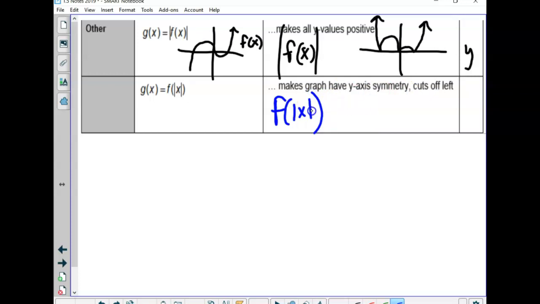If it was inside like this, it cuts off the left of the parent function up here. I'm still using this one, okay? Would cut off the whole left side. So all that was left was this little tiny bump on the right over here. And then it makes it have y-axis symmetry, so it would take and do exactly that same little bump on this side.